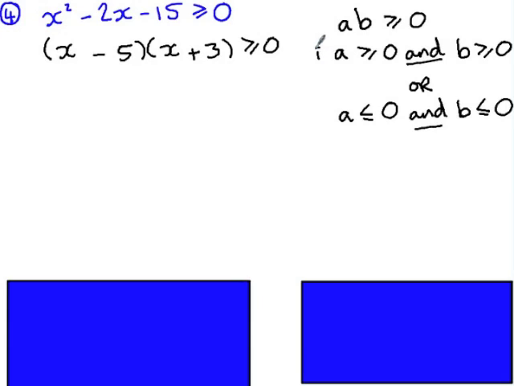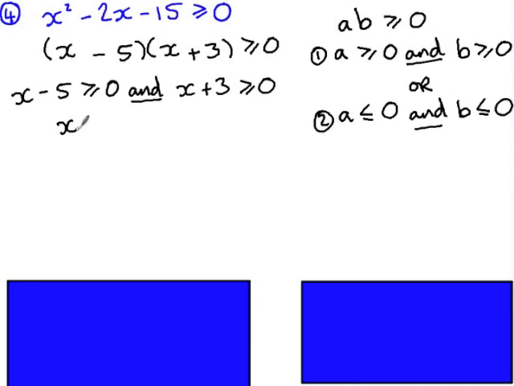So we'll test out both of these possibilities. Firstly, both of the factors are positive. x must be greater than or equal to 5, and x must be greater than or equal to -3. Any number which is greater than or equal to 5 is also going to be greater than or equal to -3. And so this is our first solution.